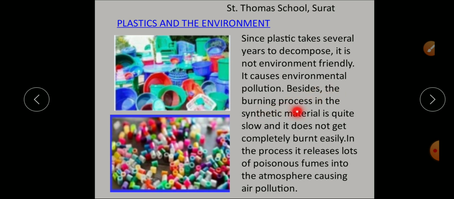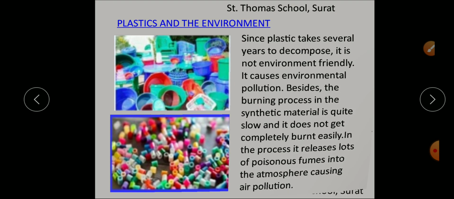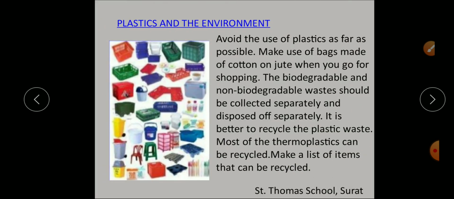Besides, the burning process of synthetic material is quite slow and it does not get completely burned easily. Right? In the process, it releases lots of poisonous fumes into the atmosphere which cause air pollution. Right? Even it causes soil pollution also. Right? So, avoid the use of plastic as far as possible.